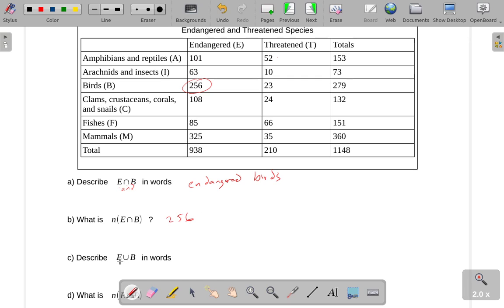Alright. Let's see what happens when we flip it and talk about a union. E union B. So again, E is all the endangered species, B is all the birds. E union B is all species that are endangered or are a bird. I'm going to put in parentheses or both here, because in English, the usage of the word or is perhaps a little bit different than the usage of the word or in math and in logic.